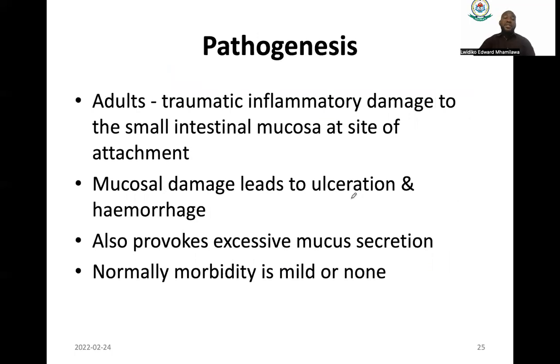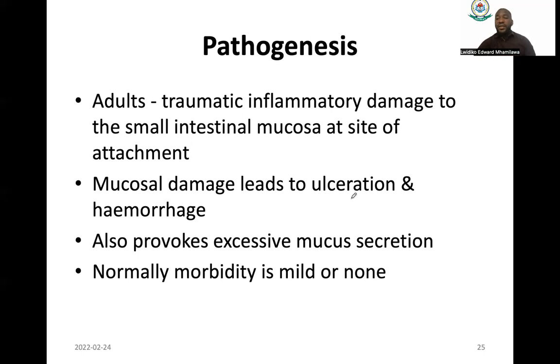Great. And the pathogenesis in adults is usually traumatic inflammatory damage to the small intestinal mucosa at the site of attachment. Just how we've seen in other parasites, they would cover the villi, and the damage leads to ulceration, sometimes hemorrhage, and can also provoke excessive mucus secretion, which would naturally lead to diarrhea.